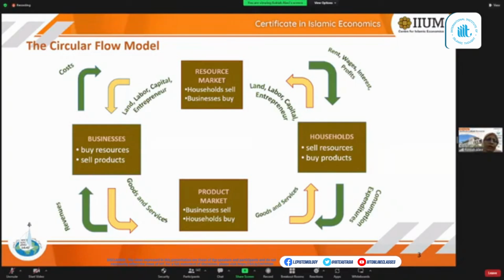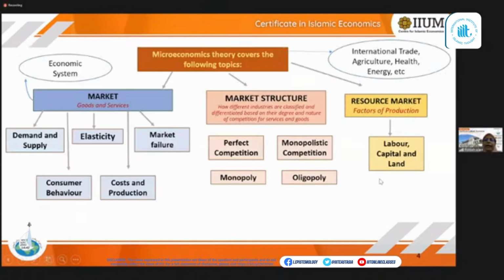So this is how the economy runs. This is the market mechanism, how it functions. When the mechanism is functioning effectively, then the economy will be run in the best way, and the society's well-being will be at the maximum level. So this is a summarized version of what we call the circular flow model. And I also like to start with this just to give you a summary.